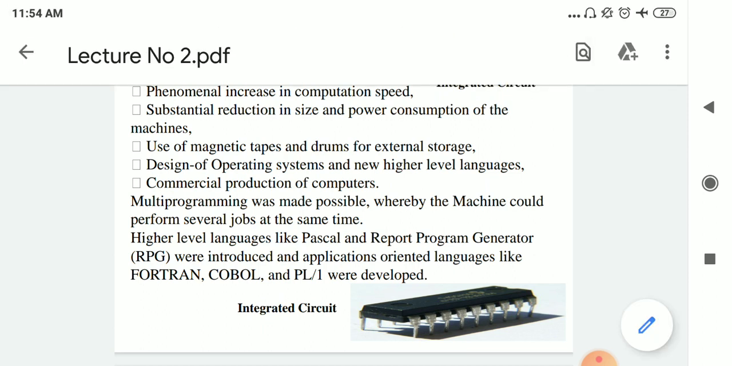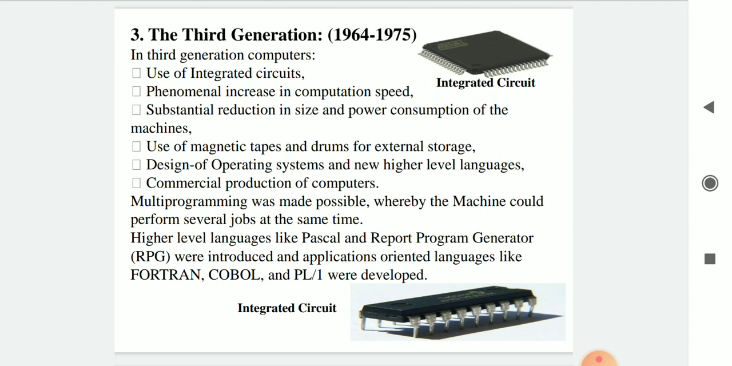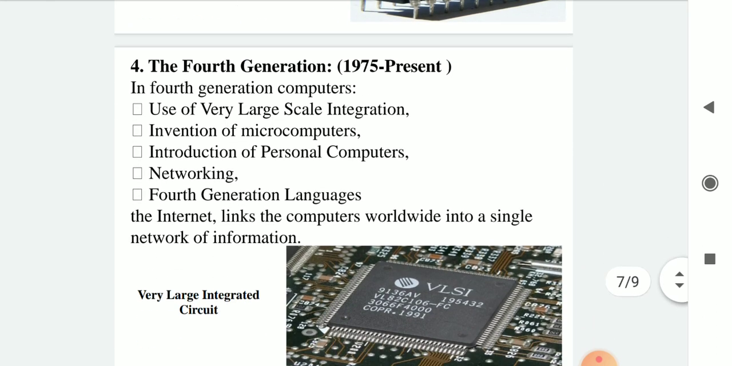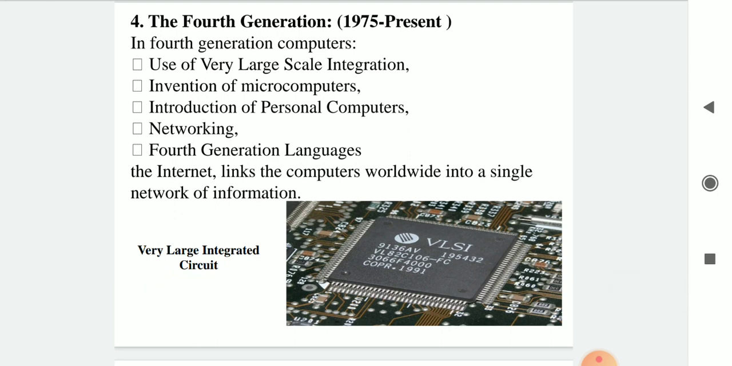So we can say, in this generation, use of integrated circuits started. Phenomenal increase in the computation speed. Substantial reduction in size and power consumption of machines. Use of magnetic tapes and drums for external storage. Design of operating systems and new higher level languages came in this generation. Commercial production of computers also started in this generation of computers.